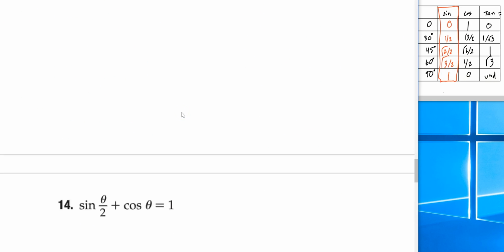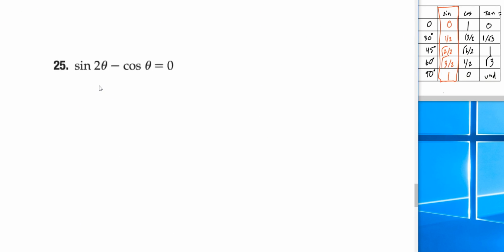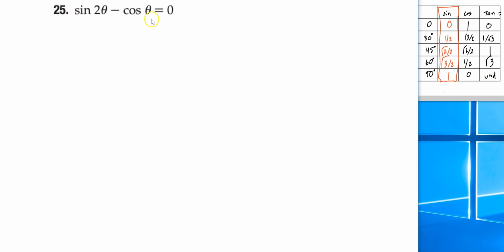Okay, let's do the last couple ones. This one, half angle, skip that one. This one, double angle. How about this one? So again, notice how I have sine and cosine. I don't want to have two different ones. So what I'm going to do is switch this sine 2 theta. If you remember the formulas I do give you, that is a double angle formula. It was on the last lesson. So we're going to switch this to 2 sine theta cosine theta minus cosine theta.